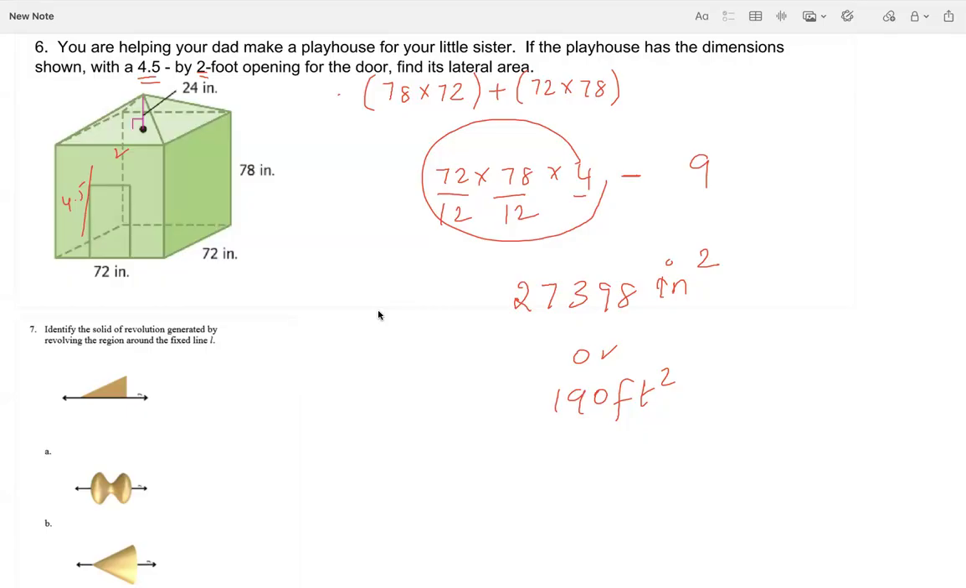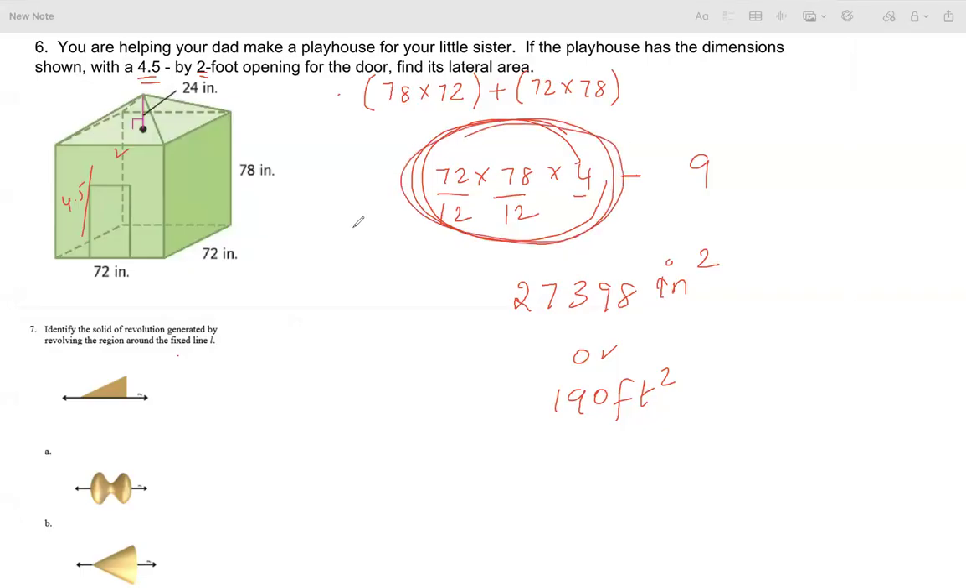Ananya, what answer did you get? I was kind of lost. I did the bottom, but the top portion took me some time. You don't need the bottom, right? They're only asking for the lateral surface area, right? Oh, yeah. So, Avyukt, what did you get? 72 times 78 times 4. Did you get it? Yeah, I got the answer.